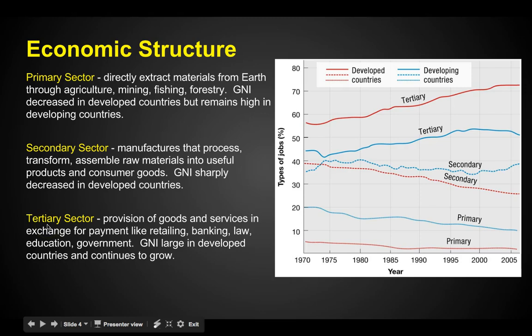The tertiary sector. This is the provision of goods and services in exchange for payment, like retailing, banking, law, education, and government. The share is large in developed countries and it continues to grow. That makes sense, right? We're highly developed, so we're going to be doing a lot of things that are associated with banking, law, education, and government.